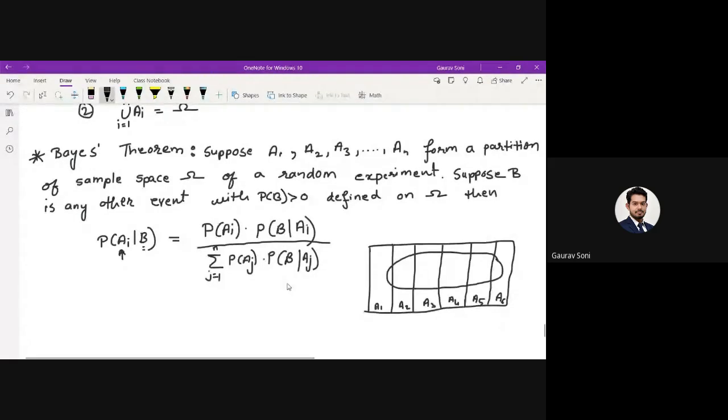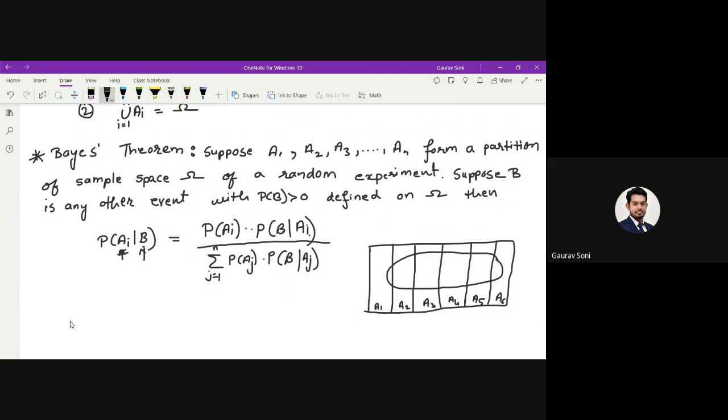So what is happening here? I am finding the probability of one of the partition, say Ai. Then the probability of Ai when B has already occurred is equal to probability of Ai into probability of B when Ai has occurred, upon the summation of this term. Remember that there is a difference: I'm finding out the probability of Ai when B has occurred.